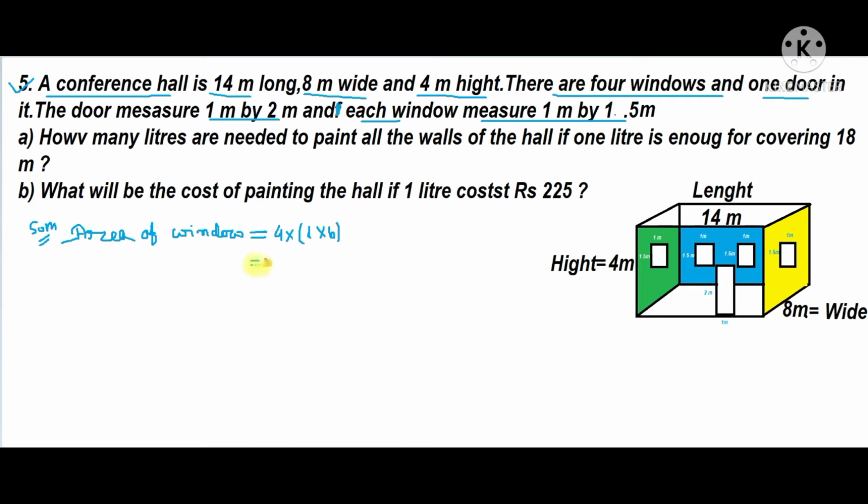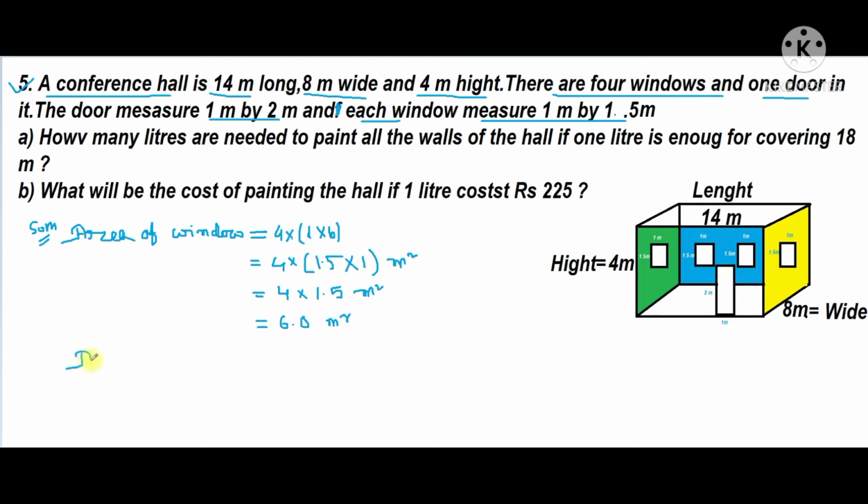So 4 into length, the windows' length is 1.5, and breadth is 1 meter. This is area, so the unit will be meter square. So 4 into 1.5 into 1, then we multiply 4 into 1.5, and it will be 6.0 meter square. So this is the total area of these four windows.